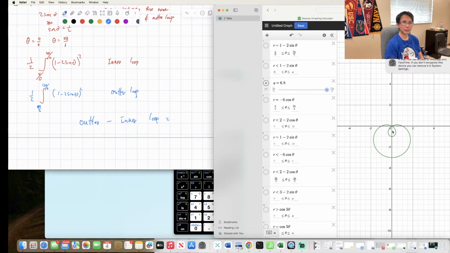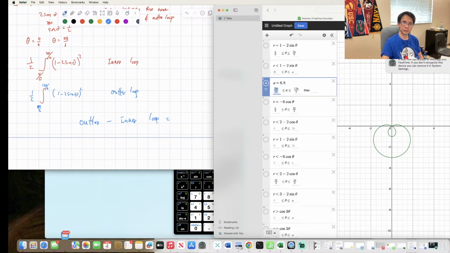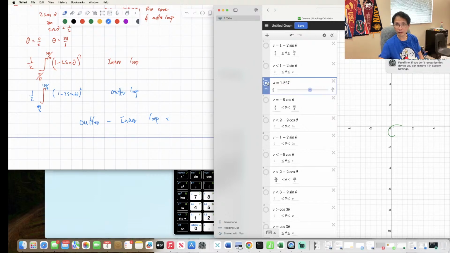Can you show the slider going from pi over 6 to 5 pi over 6? Yeah, that's going to be the inner loop. So this one is 5 pi over 6. So that's going to be the inner loop only.